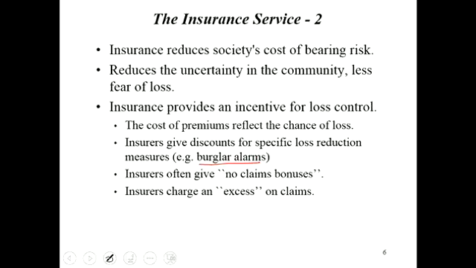Other things that insurers do, they give things they call no claims bonuses. Basically, if you do not claim on your policy, typically they'll lower the cost for you. And so that gives you an incentive to try to manage whatever the risk is in such a way that it doesn't occur. And the other thing they do is they charge what's called an excess. Basically, if there is some loss, you actually pay the first little chunk of it.